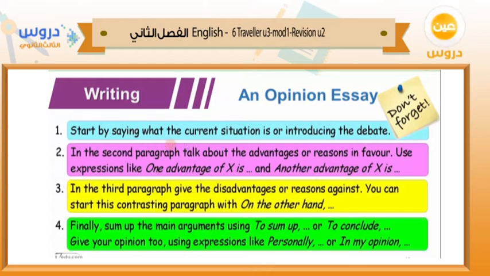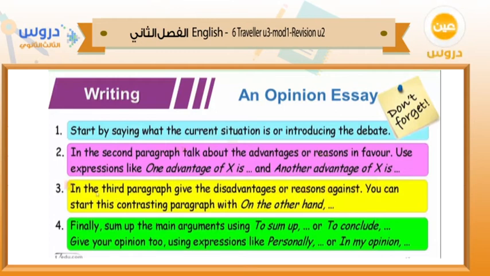So 1, you start by saying what the current situation is, or introducing the debate. So you're going to write about this, and many people think about that, and so on. 2, in the second paragraph, talk about the advantages or reasons in favor. Use expressions like, one advantage of using the internet is 1, 2, 3, and another advantage of using the internet is 1, 2, 3. And you give examples always. For 3, in the third paragraph, give the disadvantages now or reasons against this.